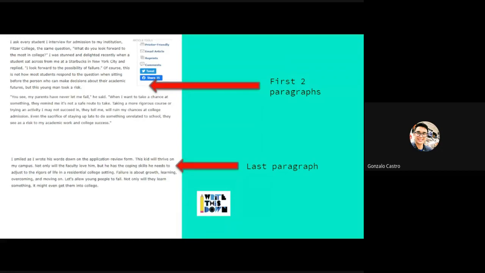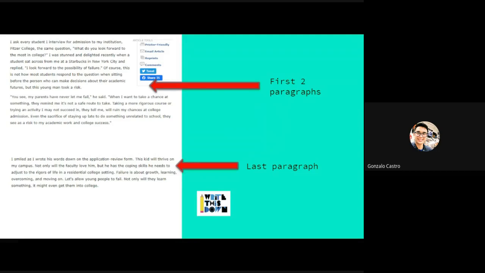That's the first two paragraphs. And in the last paragraph, I smiled as I wrote his words down on the application review form. This kid will thrive on my campus. Not only will the faculty love him, but he has the coping skills he needs to adjust to the rigors of life in a residential college setting. Failure is but growth, learning, overcoming, and moving on. Let's allow young people to fail. Not only will they learn something, it might even get them into college.